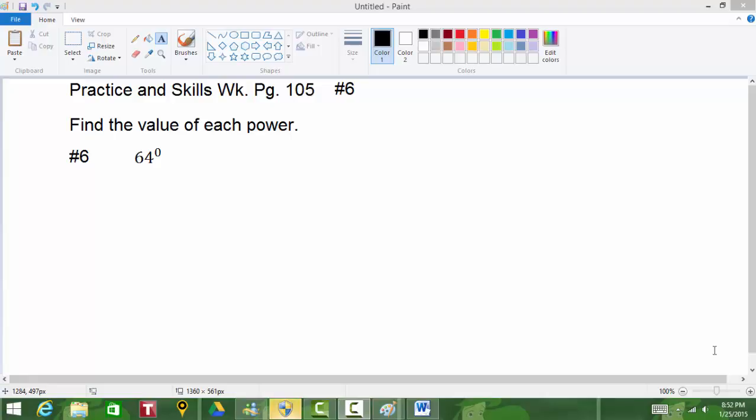Okay, we're going to be taking a look at Practice and Skills Workbook, page 105. It's problem number 6. Find the value of each power. And in this case, they're asking us to find 64 to the 0 power.